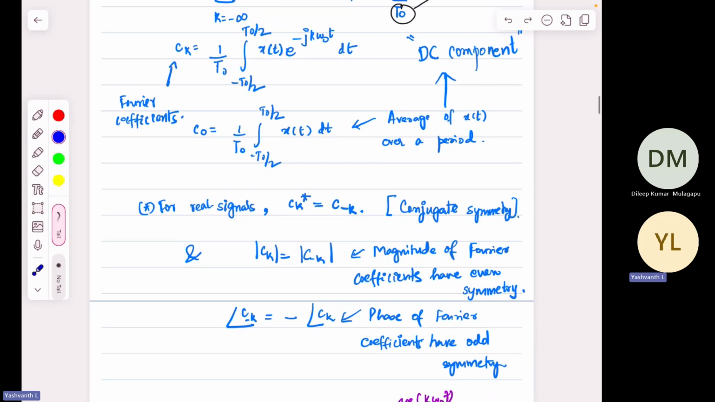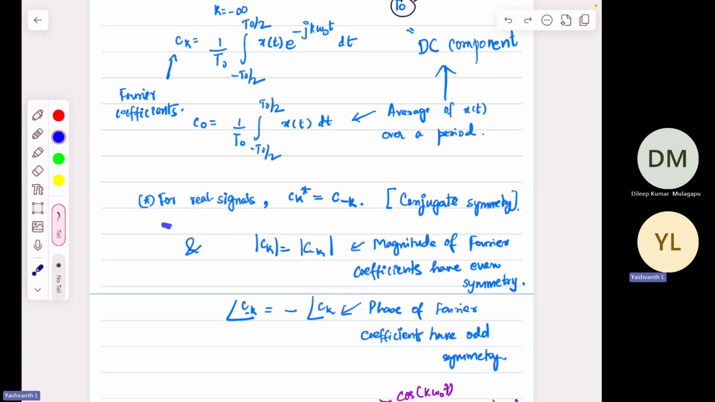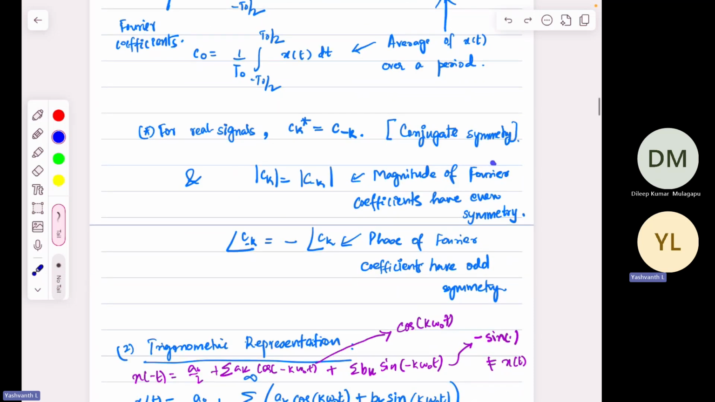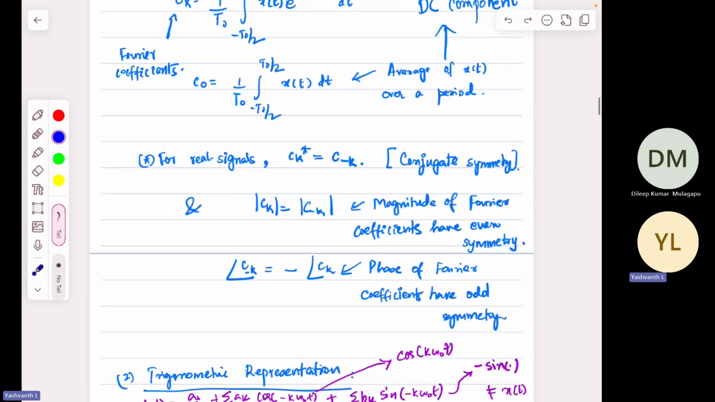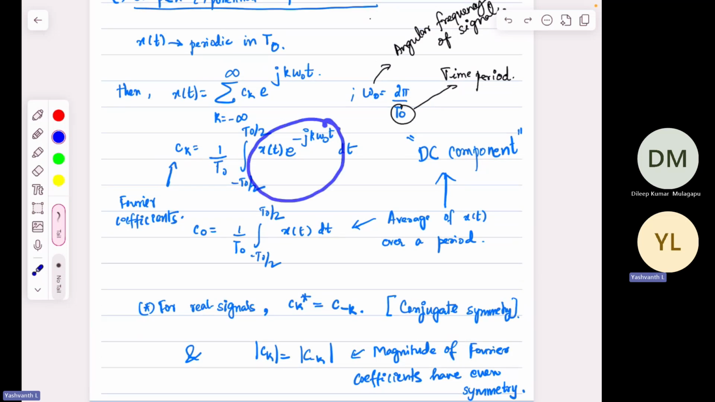The property of Fourier coefficients is that if the signal is a real signal, then ck star equals c of minus k. That is, the Fourier coefficients exhibit what is called conjugate symmetry. It says that if you take the conjugate of your Fourier coefficient, it is exactly equal to the coefficient at negative k. That is, ck star is the same as c of minus k. Using this, you can show that the magnitude spectrum will have an even symmetry. ck is again a complex number, because I'm integrating a complex function, so the output of the integral will also be a complex number.